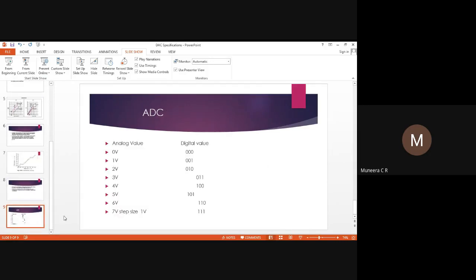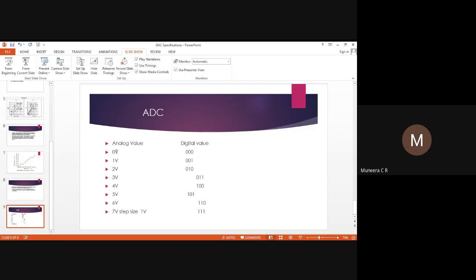Actually, if your analog value range is between 0 to 8 volts, it is divided into 8 equal intervals, and each value corresponds to a digital value: 0 volt is equivalent to 0, 1 volt is equivalent to 1, 2 is equivalent to 2. You can represent up to 7 volts, that is 1 LSB less than the actual full scale range.